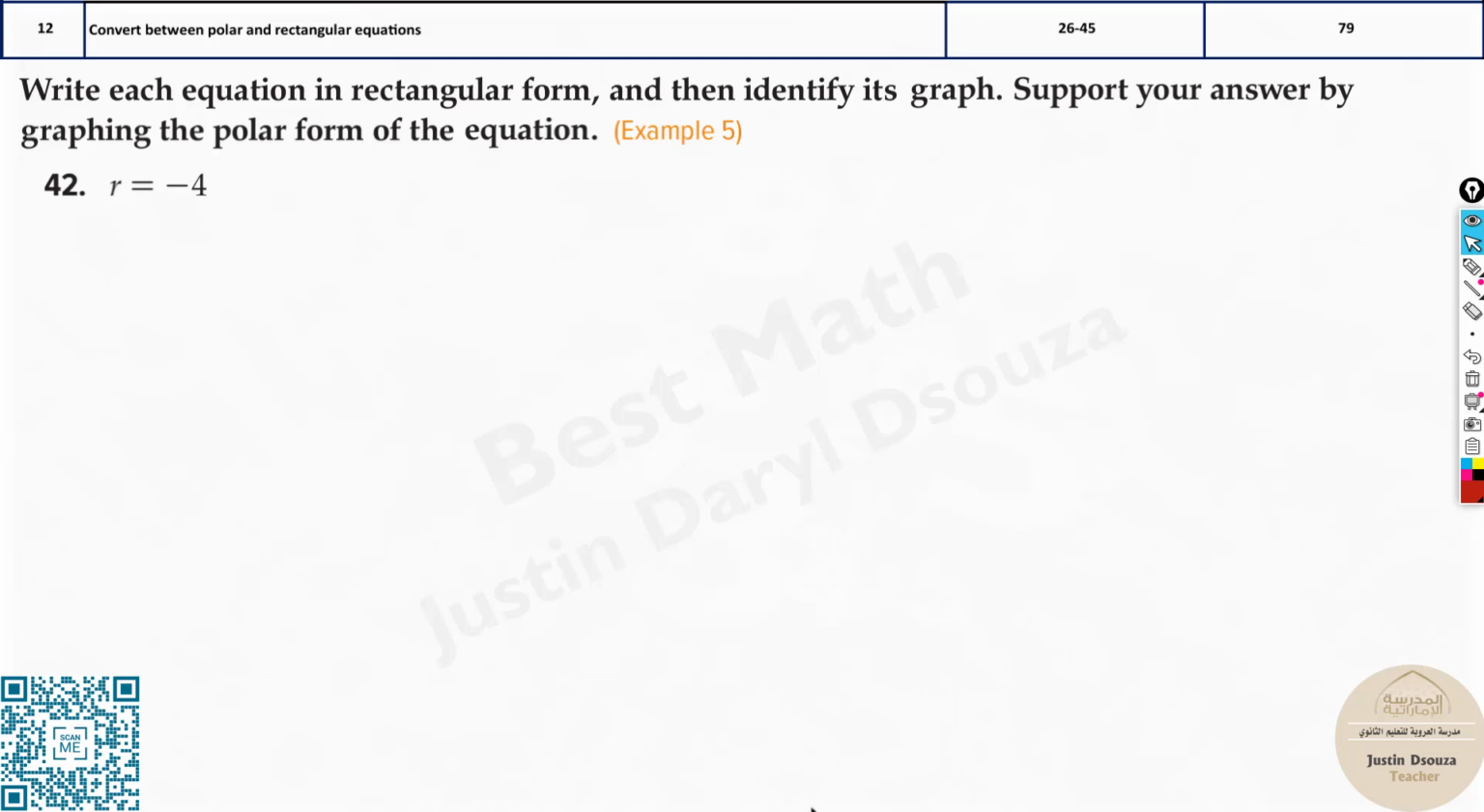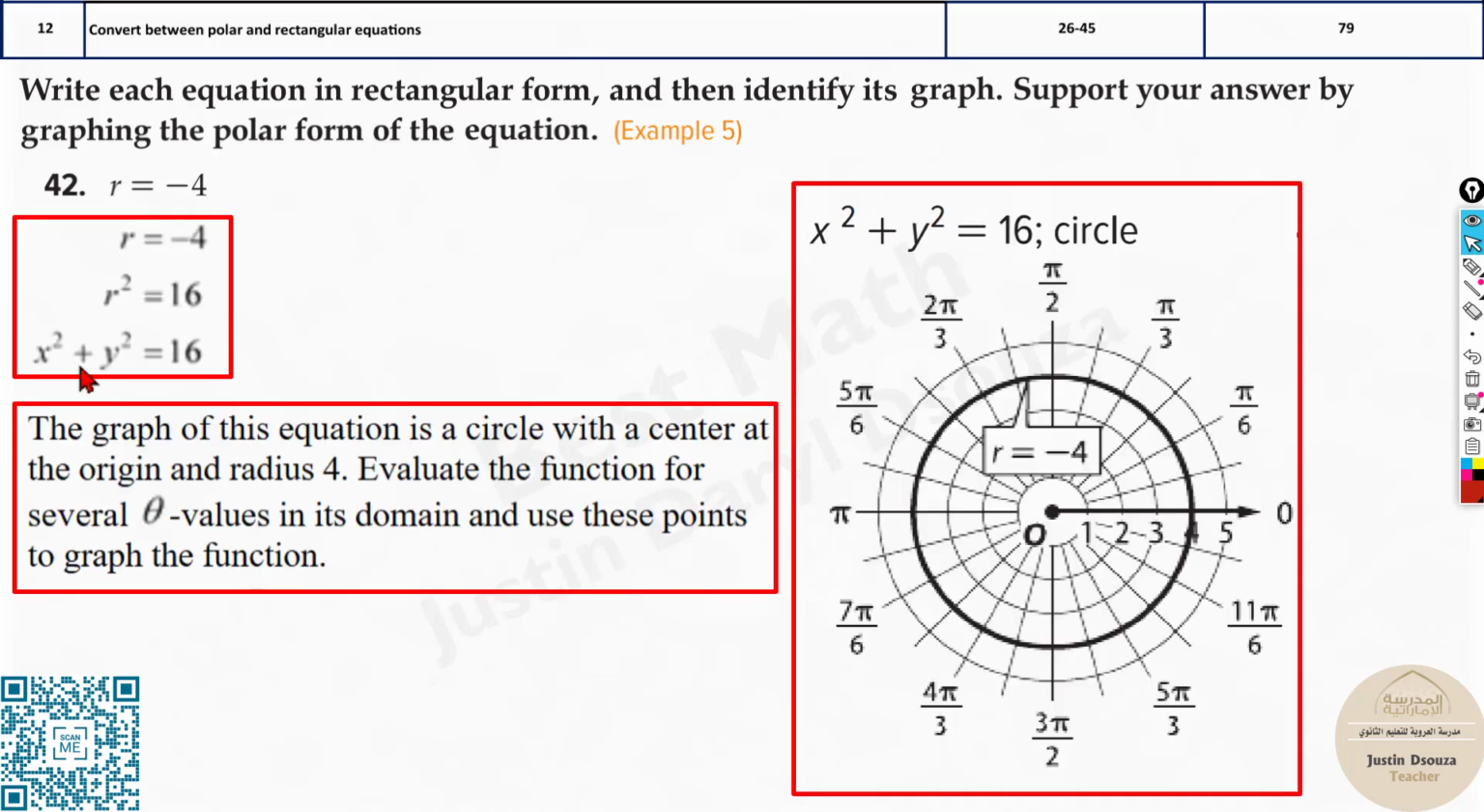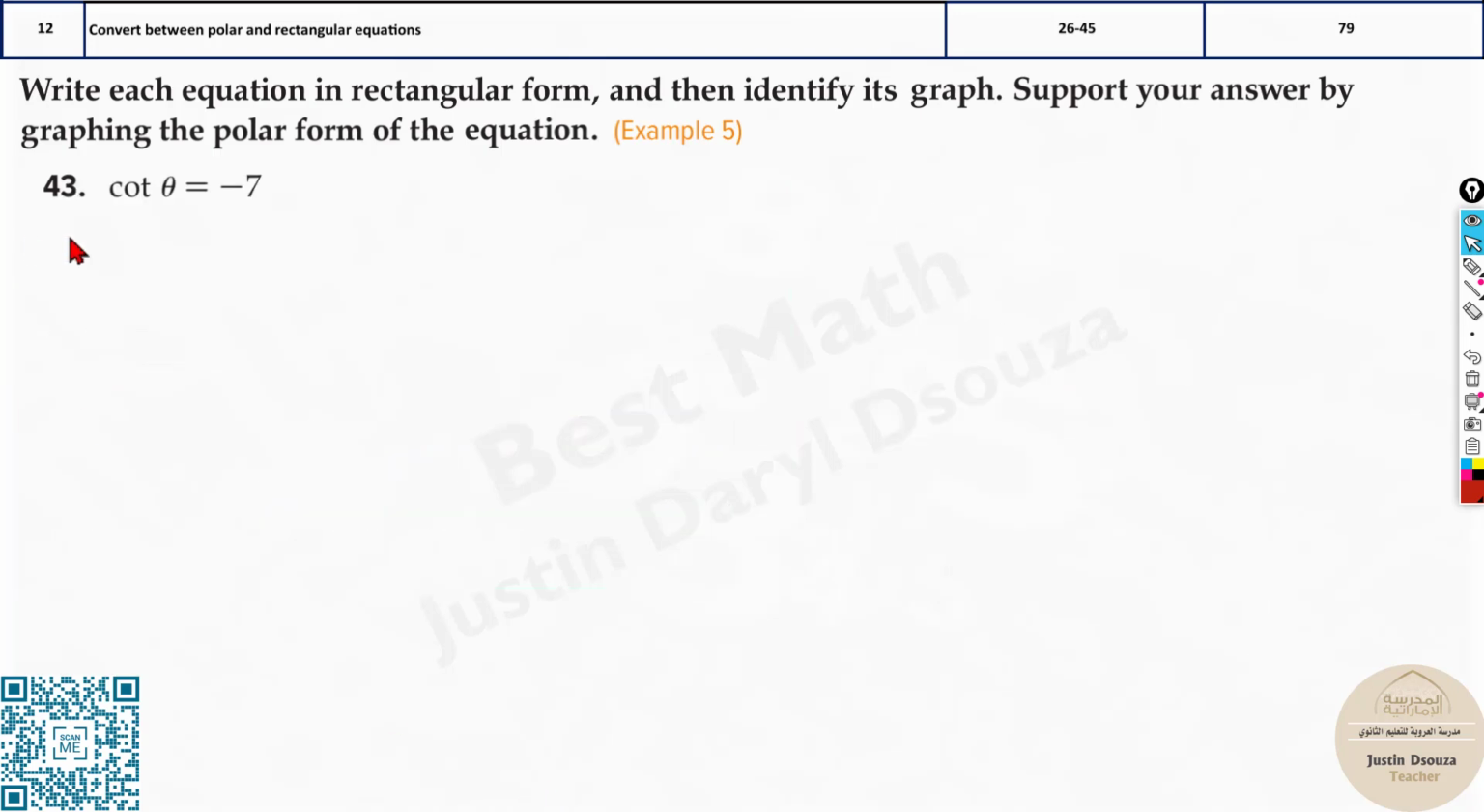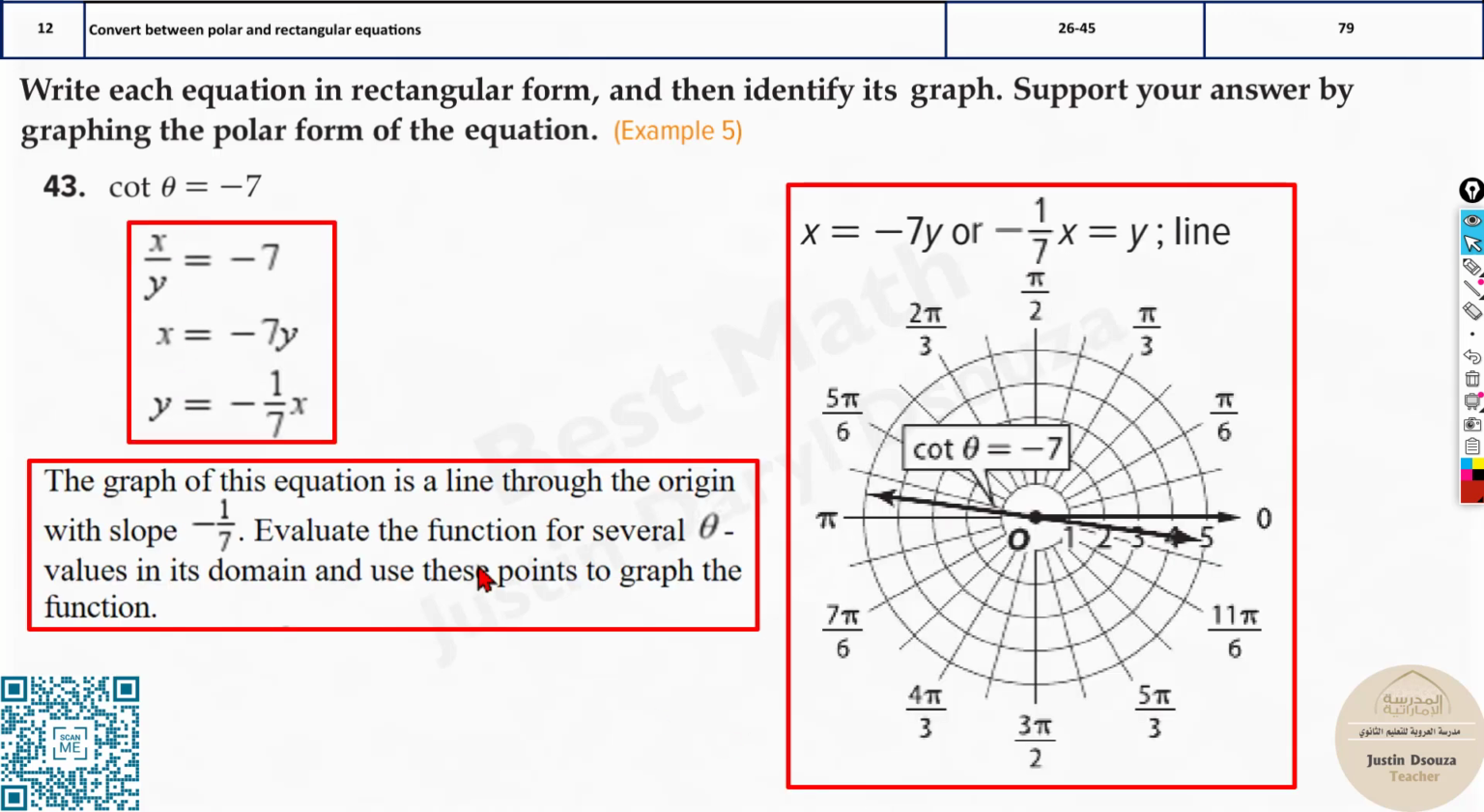And over here r alone, so square both the sides, and then you will get 16. And over here r square is x square plus y square. Now what about this one? It's 1 by tan. 1 by tan is basically x by y. So cotangent is x by y. Tangent is y by x, right? So cotangent is 1 by tan, isn't it? So that's why we can directly write x by y as well, and then rearrange them, and you can get the answer. Remember, y must be alone at one side and everything else to the other side. That's why we write y equals minus 1 by 7x.